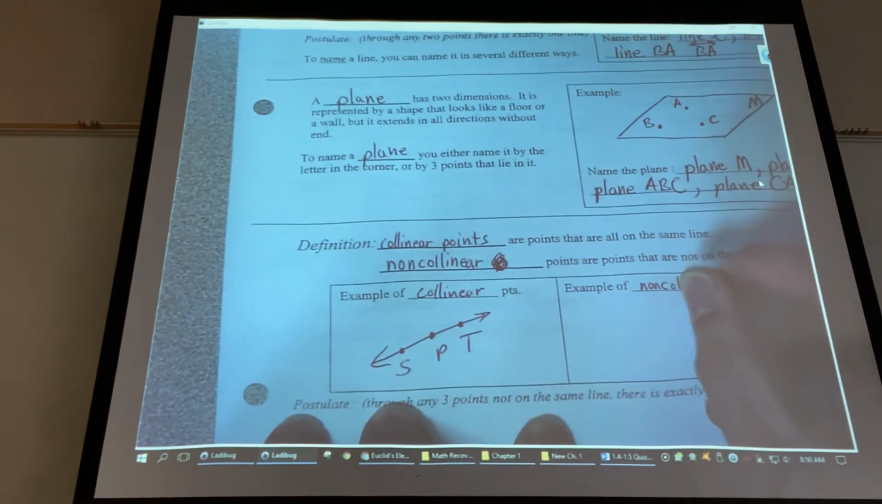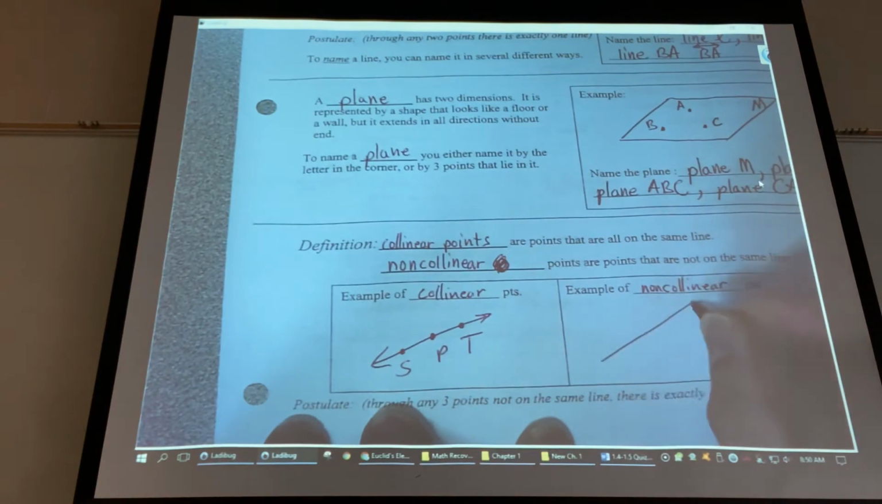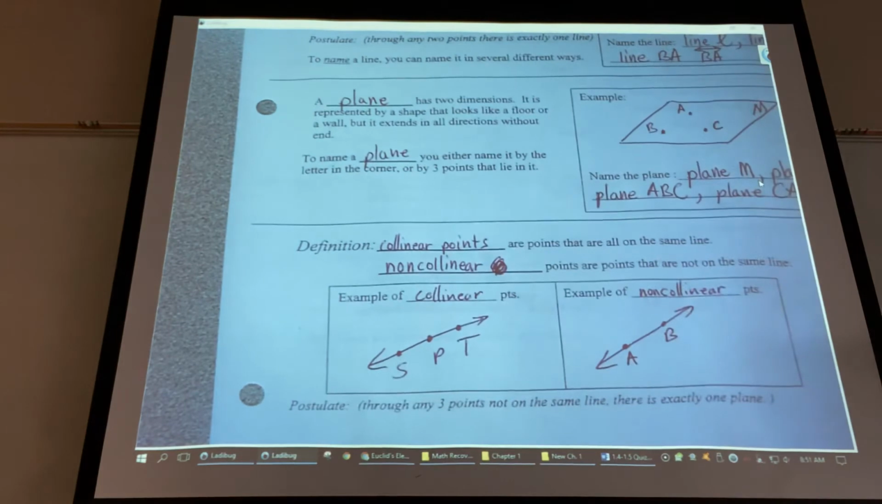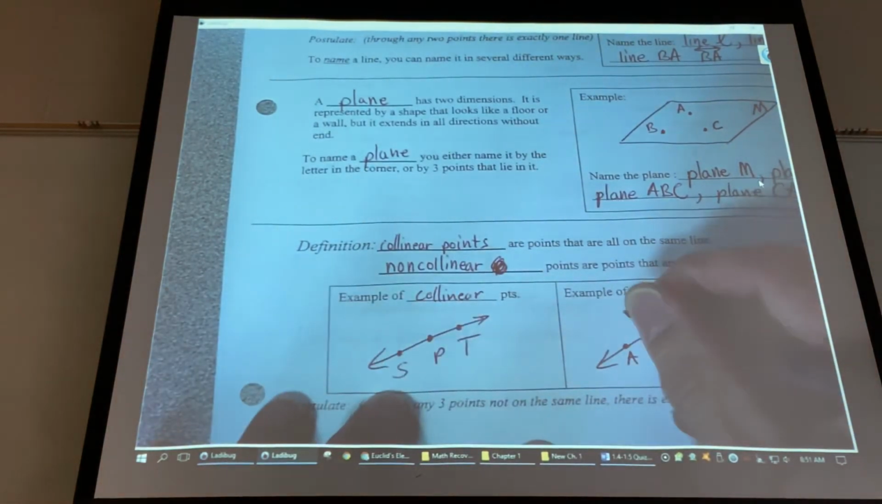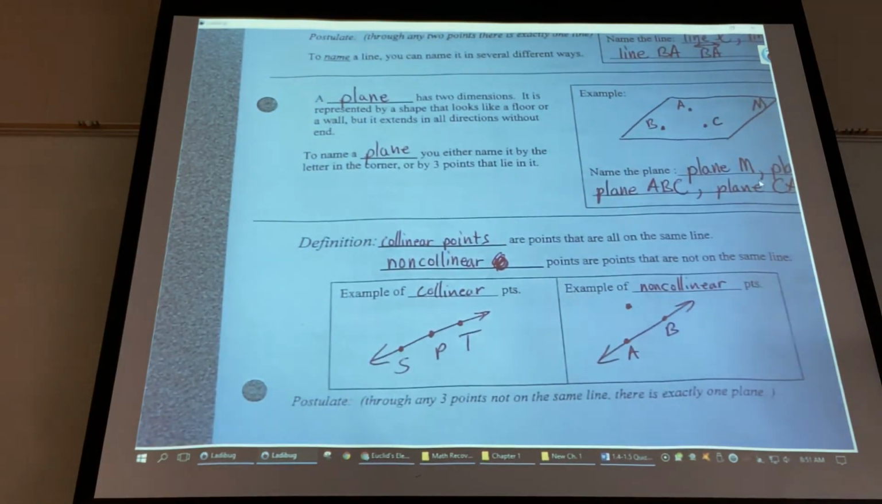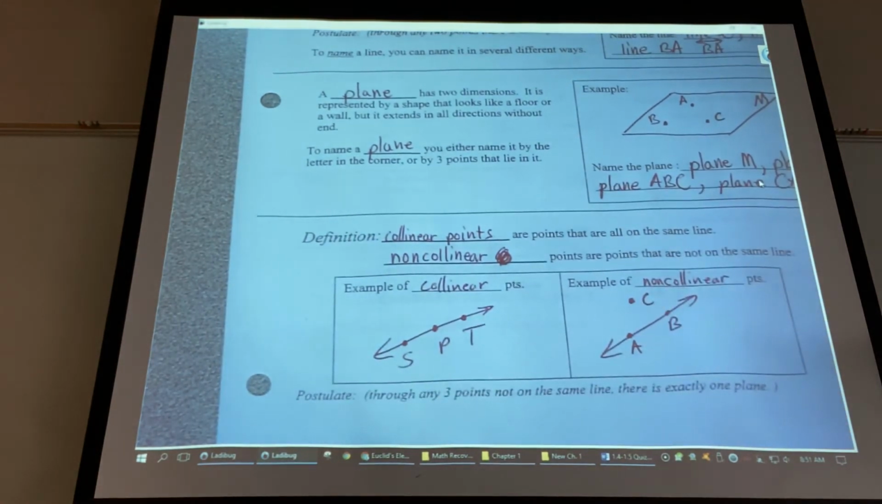Non-collinear points you could represent by drawing a line, placing 2 points on it, and in truth, aren't any 2 points going to exist on some line? Yes. But then how are you going to make sure that the third point is definitely different? You just place another point outside of it, and then you can say, all right, these 3 points are non-collinear.